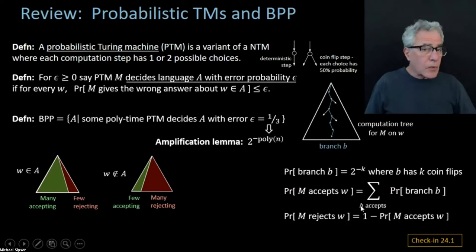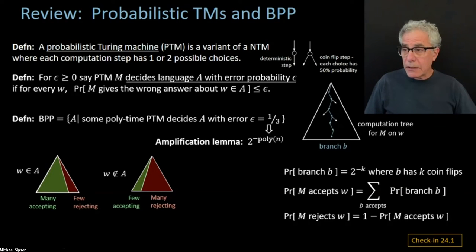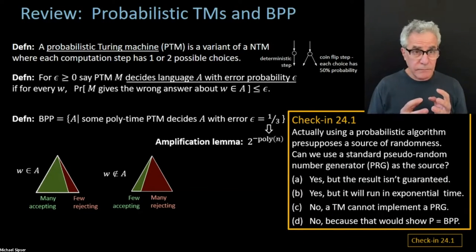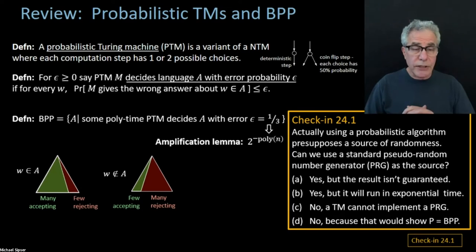Now, we're going to jump right in with a check-in. And this is not exactly the material of the course, but a little bit more on the philosophical side, but let's just see how you do with it. When you're actually running a probabilistic machine, you imagine the machine, as we're informally describing it, is tossing coins every time it has a choice. So a choice tosses a coin to decide which way to go.